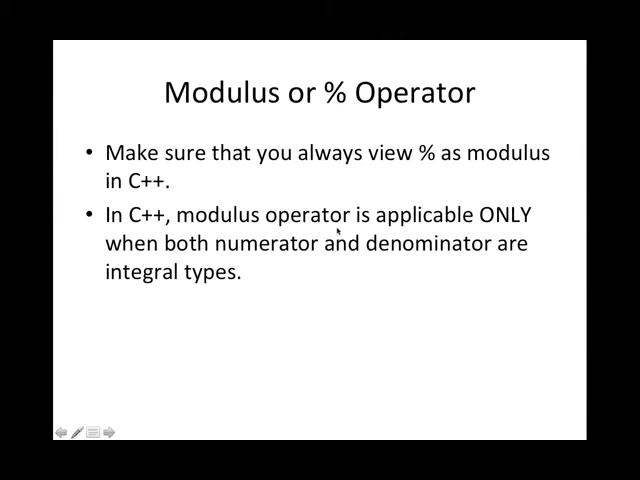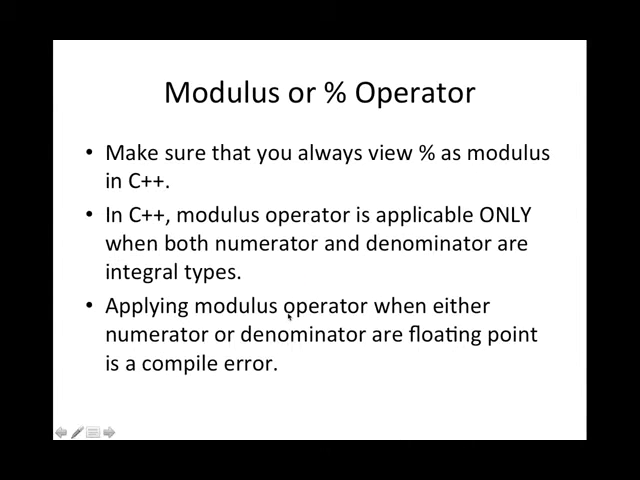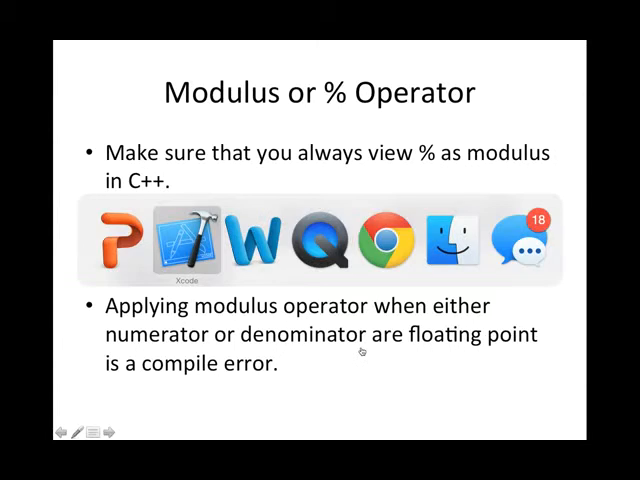In C++, the modulus operator is applicable only when both operands, numerator and denominator, are integral type. Applying the modulus operator when either numerator or denominator is floating point type is a compile error. That'll give you an error in your code. We can show that to you in Xcode right now to confirm that.